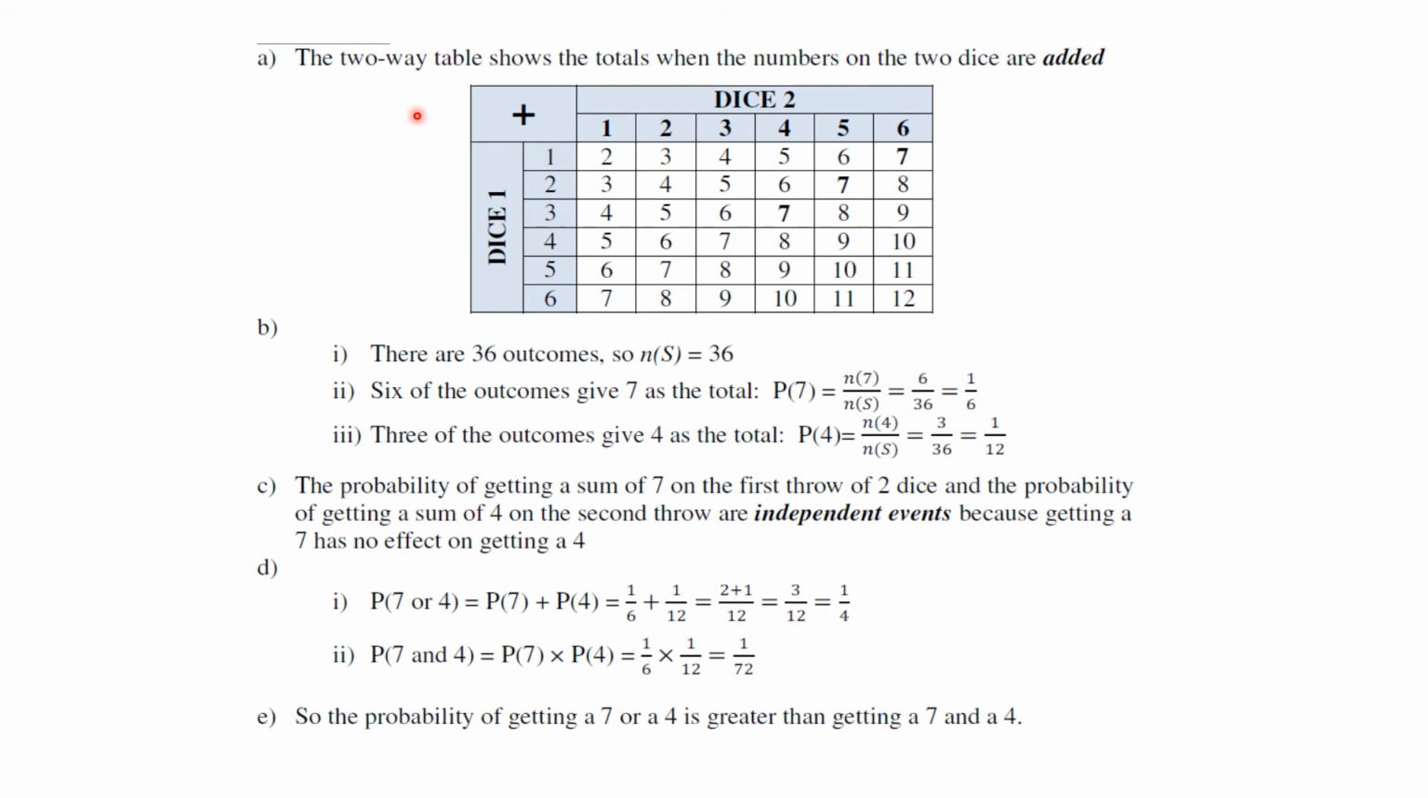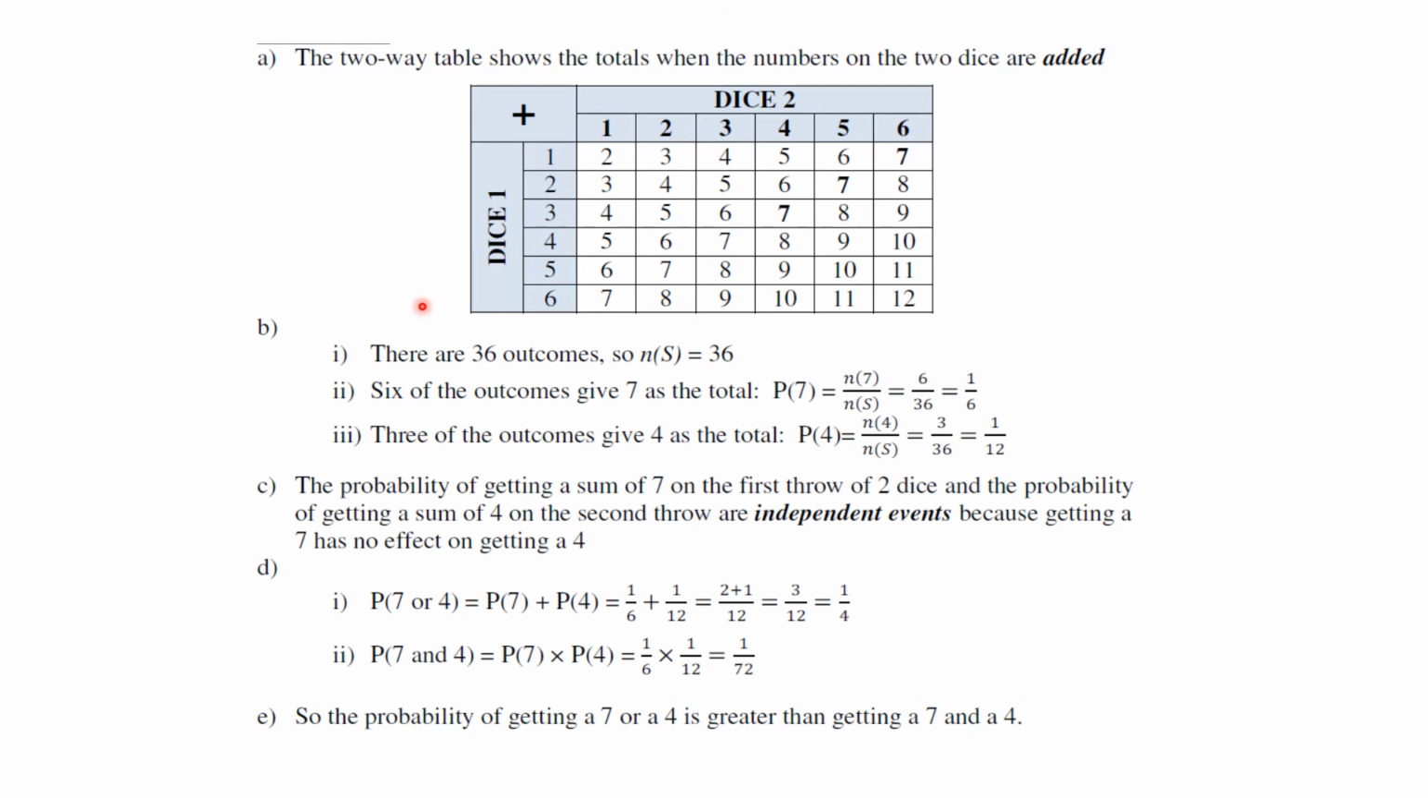So 1 plus 1 is 2, 1 plus 2 is 3, 1 plus 3 is 4, 1 plus 4 is 5, and so on. For example, when you throw the first dice, you get a 5. Say the second dice is a 3, so it's automatically 5 plus 3 equals 8. So this is how a two-way table works. You put a plus here because you add the outcomes that you get for both dice.